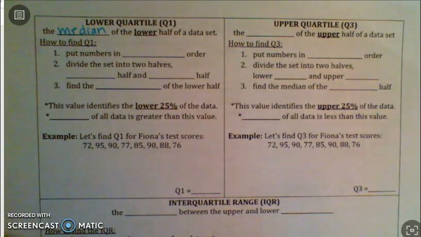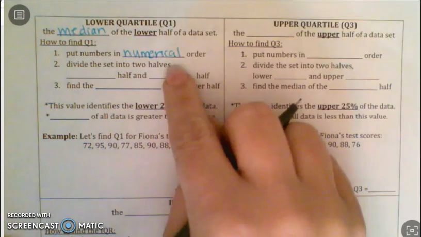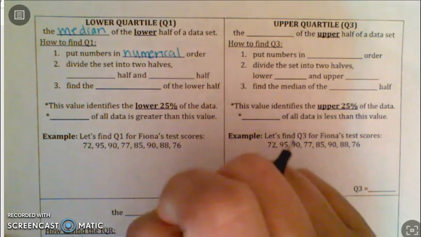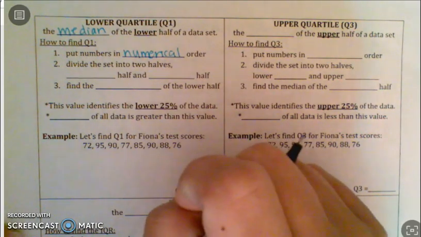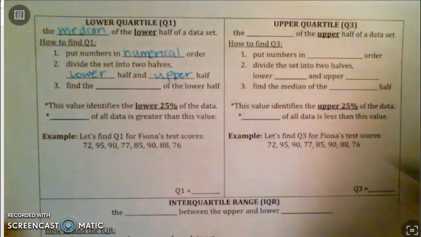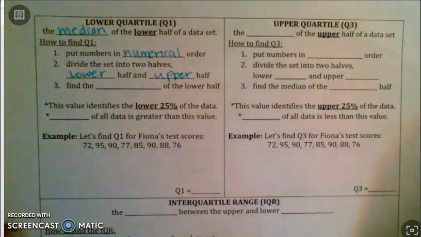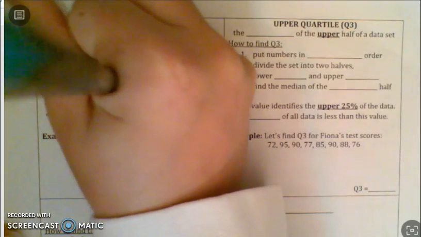So how are we going to find it? You're going to have to put the numbers in numerical order. So that means from least to greatest. Divide the set into two halves, the lower and the upper set. Lower half and the upper half. And then you're going to find the median of the lower half.